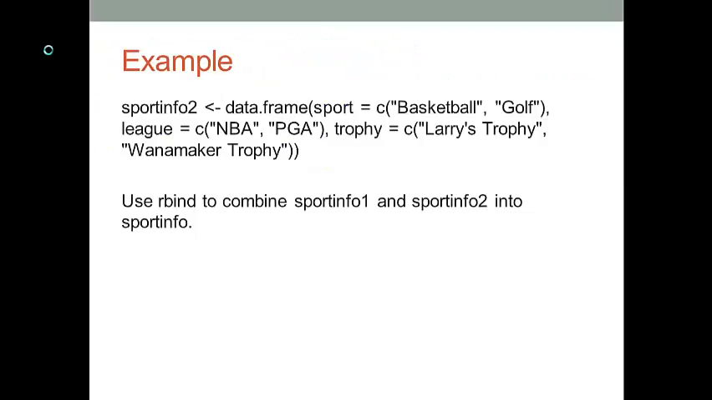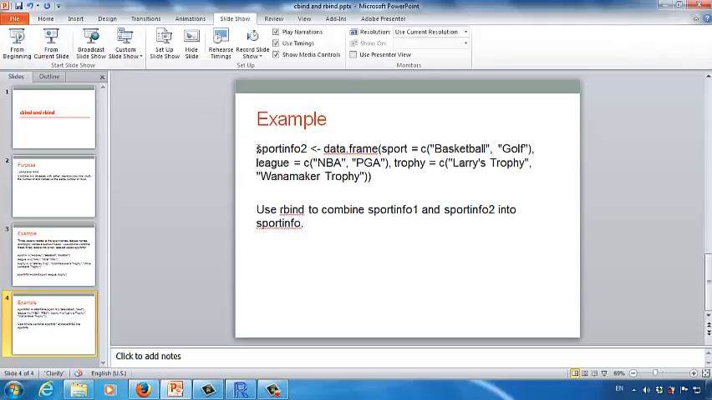Now let's take a look at how to use the rbind function. Suppose we want to create the second data set. It's called the sportinfo2. Similar to the sportinfo1 data set, we list the sport name, league names, and trophy names into a data frame. Let's take a look at the sportinfo2 data frame.